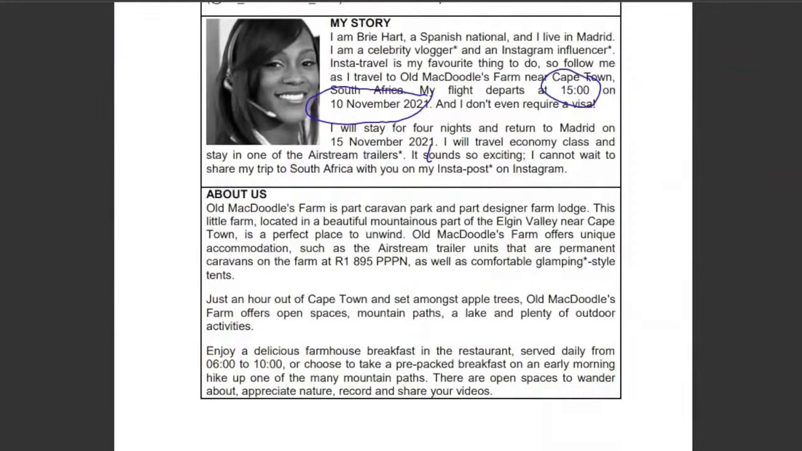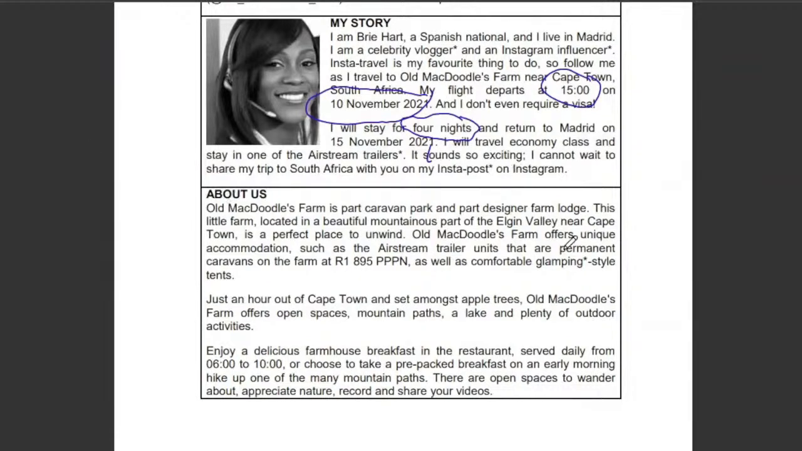So she's going to stay for 4 nights. We need to highlight that as well. Then I'll travel economy class and stay in one of the Airstream trailers. It sounds so exciting. I cannot wait to share about my trip in South Africa on my Insta post on Instagram.